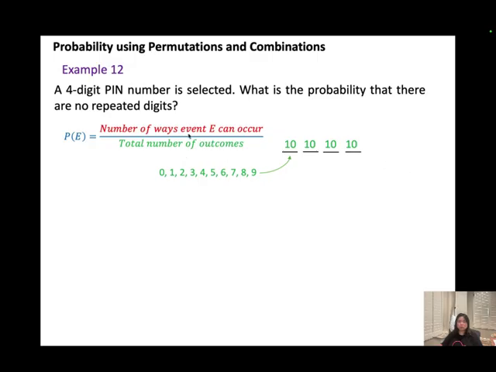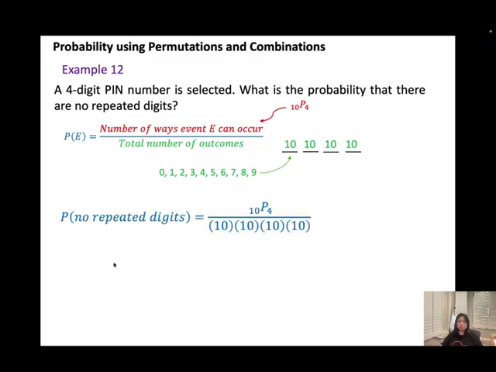How about the favorable event E? We have 10 choices and we want to pick 4-digit numbers. And since there should be no repeated digits, we're going to use the permutations rule. So that will be 10P4. One more time: we have 10 numbers here and we want to pick 4 of them, with no repeats, because this is going to be the PIN number.